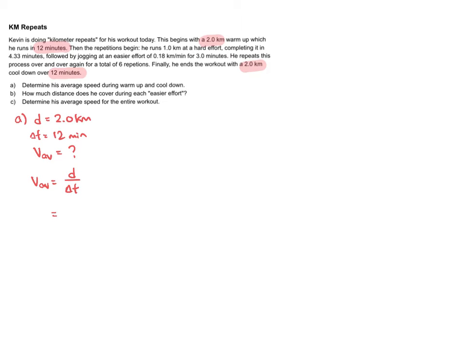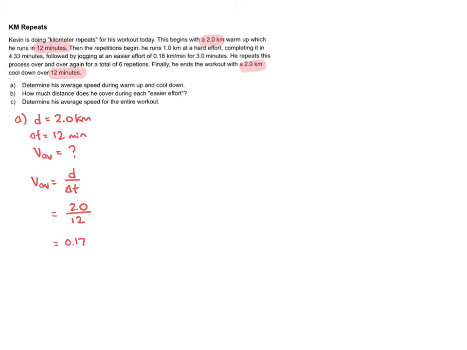Now I'll substitute the values. So that would be 2.0 divided by 12. Now I'll put that into my calculator. And my calculator is giving me 0.16 repeated. So I'm going to round this using the significant figures rules to 2 significant figures, since the numerator and denominator both have 2 sig figs. So that would round to 0.17.